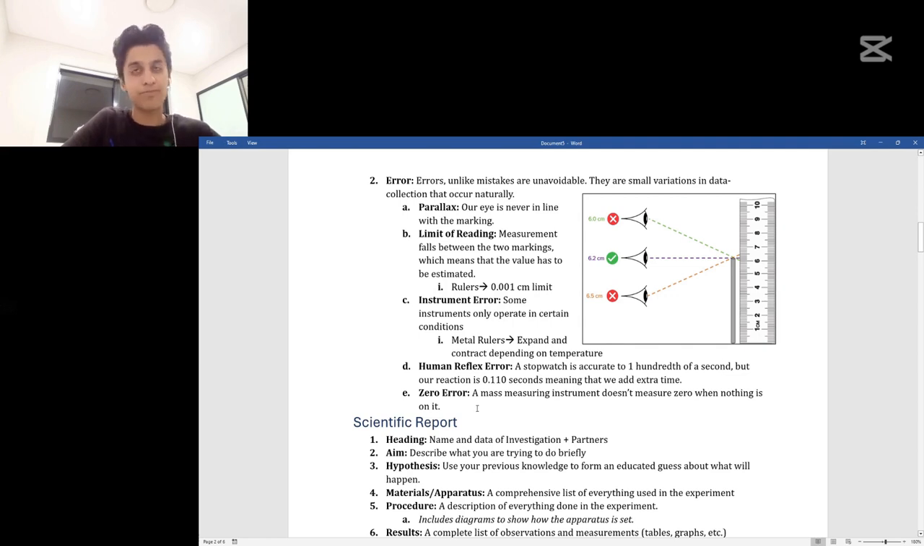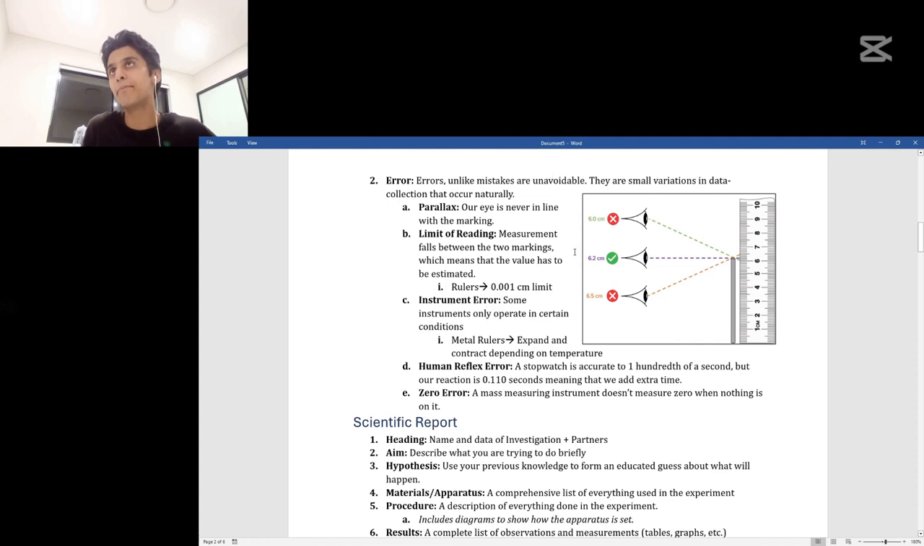Now, zero error. A mass measuring instrument doesn't measure zero when nothing is on it. Okay, this means that, let's say you have a scale and I want to measure the mass of this mouse. I put my scale, I turn it on, and there's nothing on it right now. It's supposed to measure zero, but it says something like 2 grams, or something like 200 grams, and so it's not measuring 0 when nothing is on it, and therefore it's inaccurate.